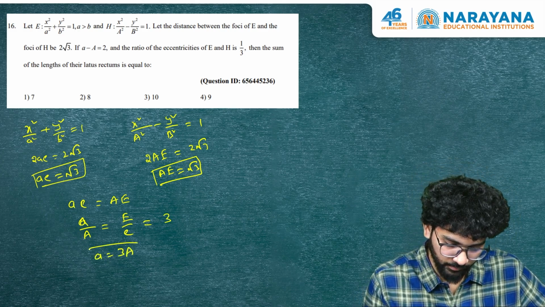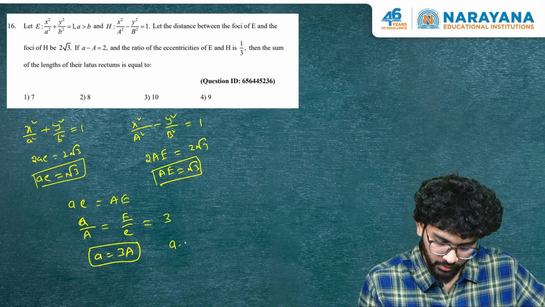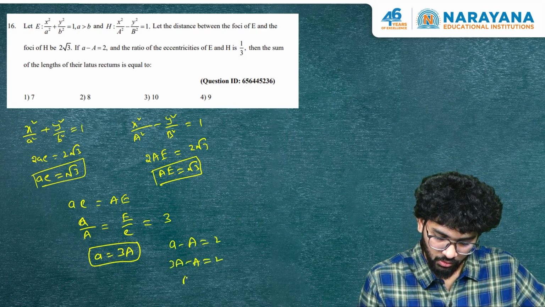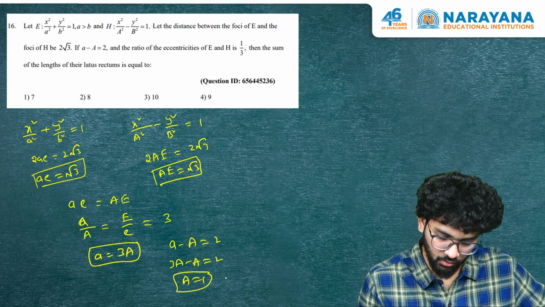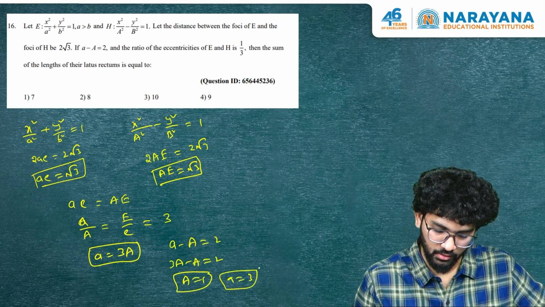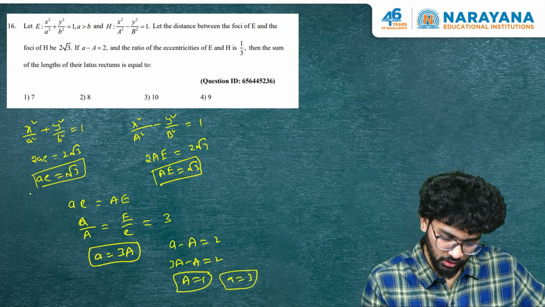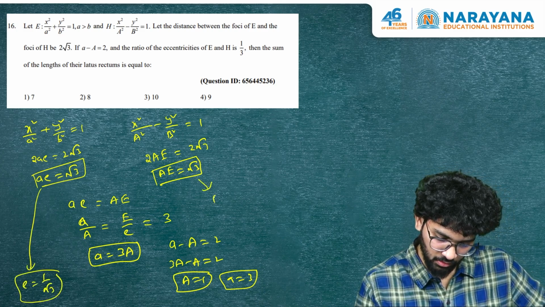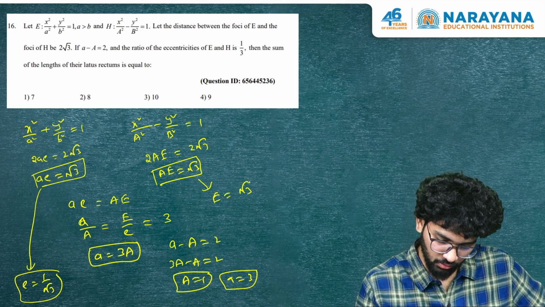So a is equal to 3A, and he has also given a minus A equal to 2. So 3A minus A equal to 2, A equal to 1. If A is equal to 1, small a will be equal to 3. And from here we can find small e also. If a is equal to 3, e will be equal to 1 by root 3. And capital A equal to 1, capital E will be equal to root 3.